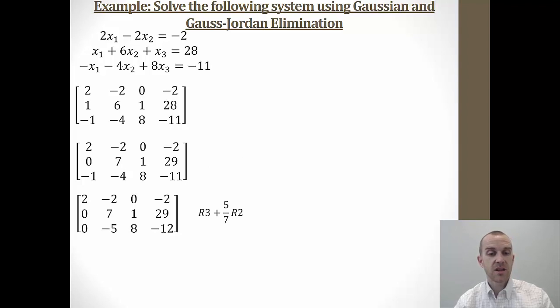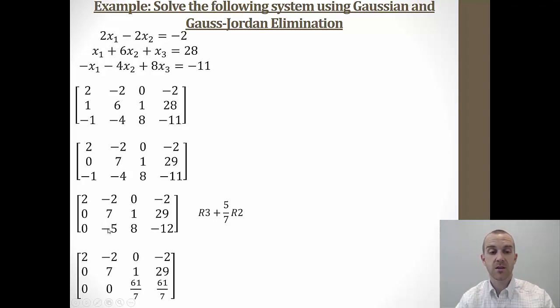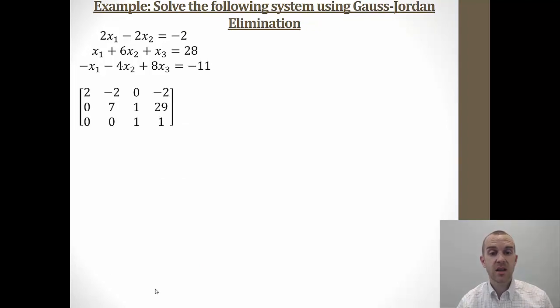Now we want to get rid of the negative 5 so that the 7 becomes a leading coefficient in the second row. We're going to multiply row 2 by 5/7 and add it to row 3, which gives us 61/7 and 61/7. Now we can simplify that because that's a little hard to work with. So we're going to multiply that third row, just do a scaling operation by 7/61, and what that will create is the third row being 0, 0, 1, 1.